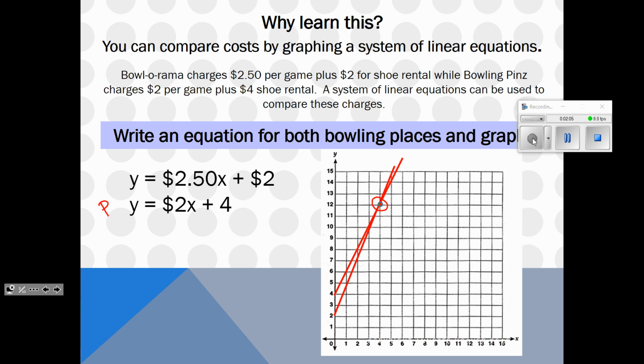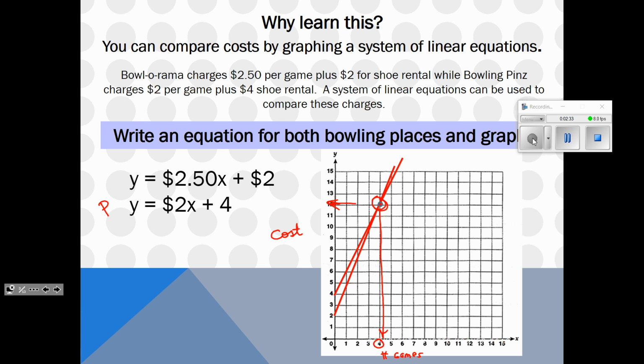So what does this tell us? We have the cost per game. This down here would be the number of games that you bowl, number of games. This one over here would be the cost. So this tells us that if you were to bowl 4 games, the cost would be the same at $12. 4 games for both of them would be $12.